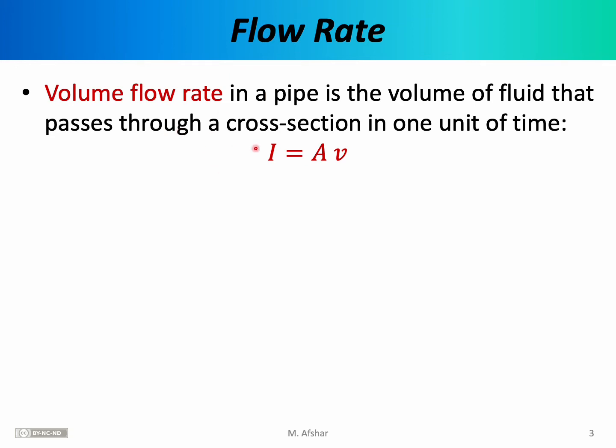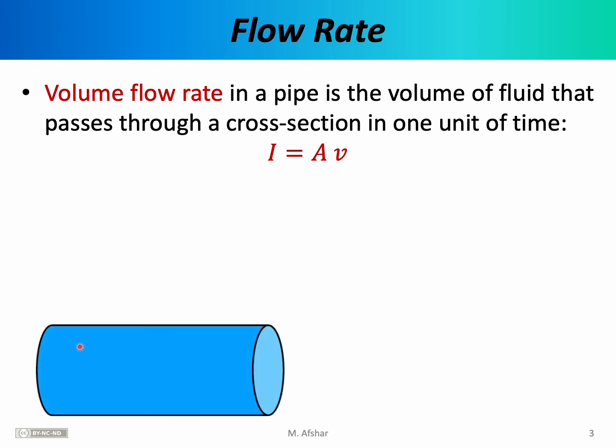We'll denote volume flow rate using the letter I. The flow rate is equal to the cross-sectional area of the pipe times the speed of the fluid in the pipe. To have a concrete picture in mind, imagine a pipe. The pipe could be circular in cross-section as shown here, but it could also be square or any other shape. The important thing for us is the area of the cross-section of the pipe. So A refers to the area of this circle here in this particular picture.